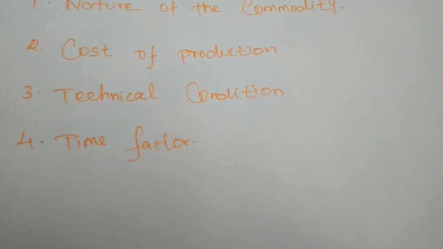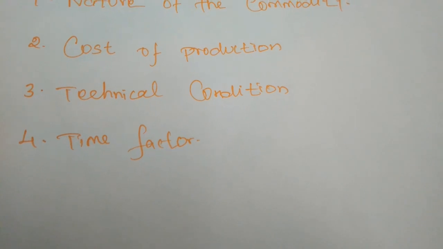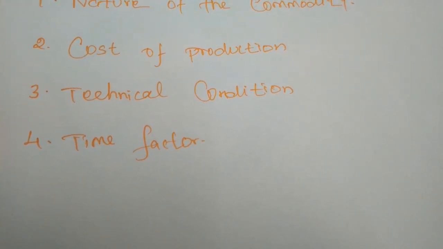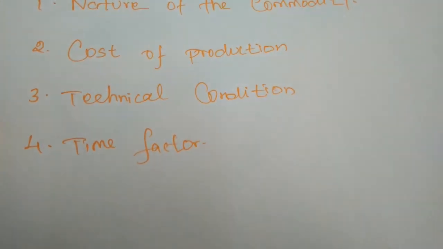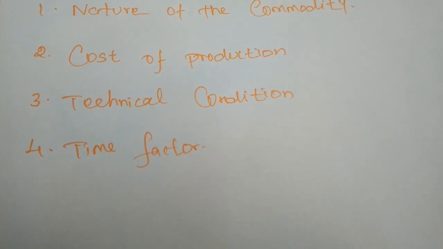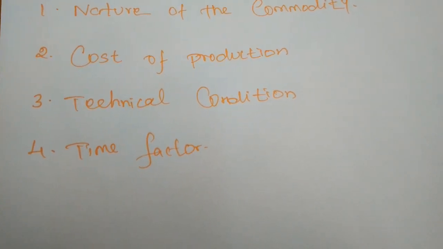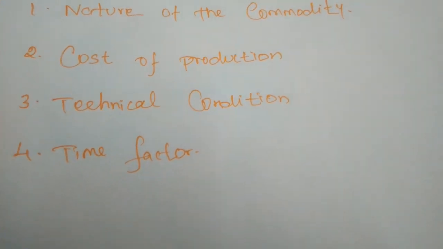Next, technical conditions. In large scale production with huge capital investment, supply cannot be adjusted easily. So elasticity of supply is lesser in large scale production. Where capital equipment is less and technology is simple, the supply is more elastic.